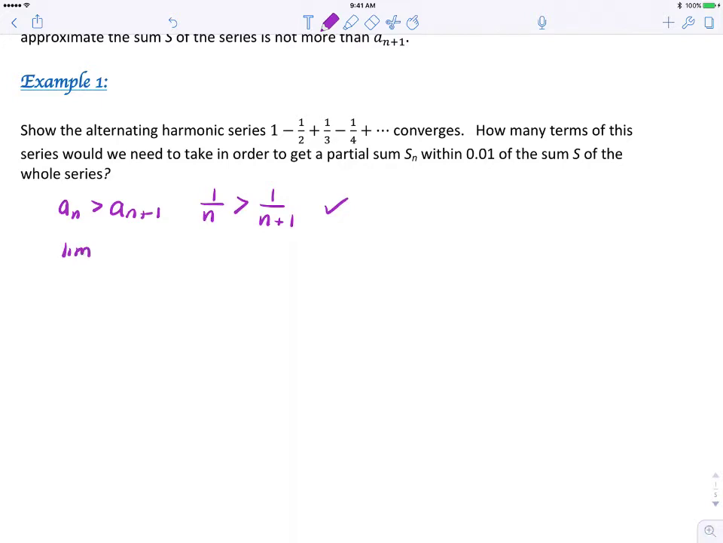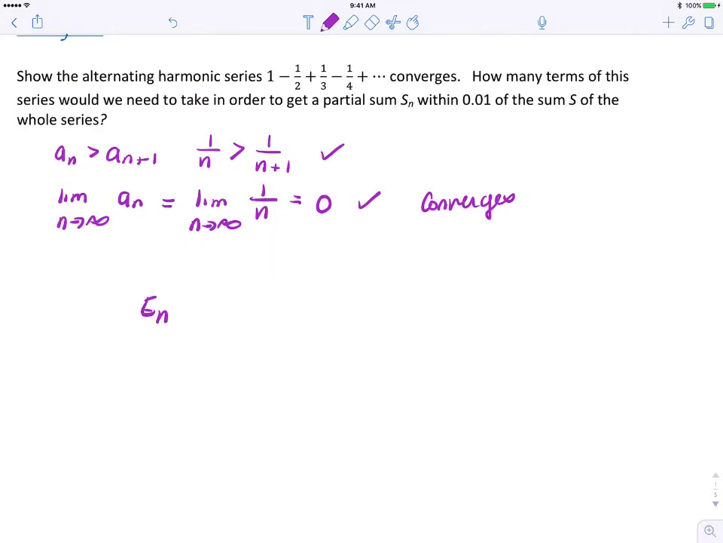Then we need to look at the limit as n goes to infinity of the nth term, and we need that to be 0. So that's the limit as n goes to infinity of 1 over n. Again, for this part of the test, we're looking at the absolute value of the term. And that limit, in fact, does go to 0, so this alternating series converges. If either part of this test failed, we would say the series diverges.